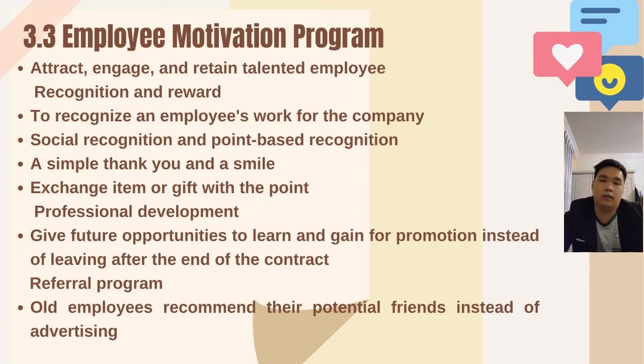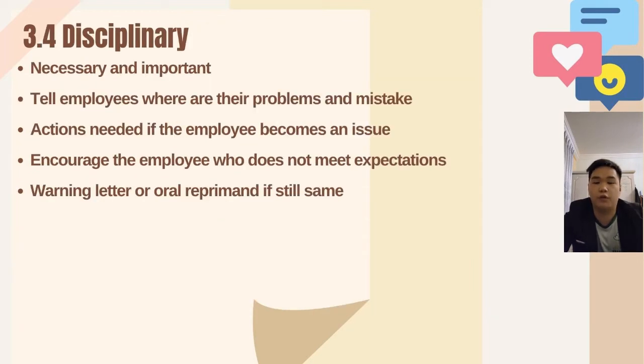Alright, the last one from me, 3.4, this is disciplinary. This is necessary and very important, right? Because this one is to tell the employees where their mistakes and problems are and what actions they need to do. The employees need to amend for themselves. This will have the action needed if the employee has become an issue.